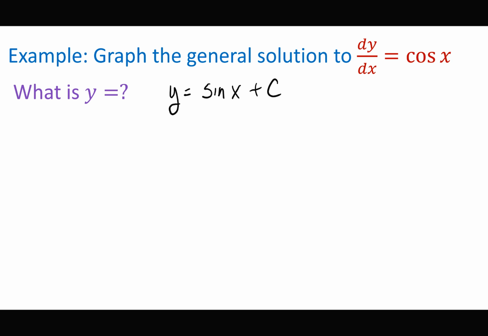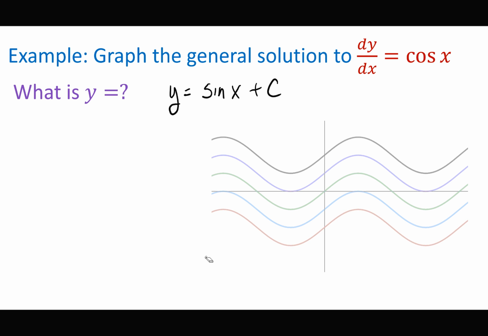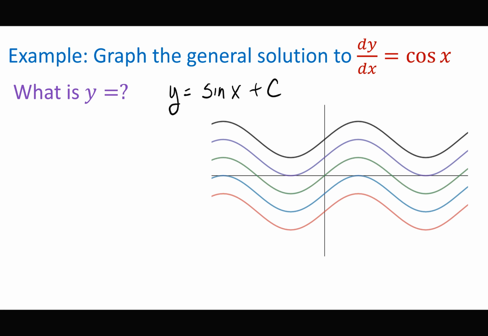Now that c just represents some constant. So c could be negative 5, it could be 100. So c can change. The sine of x is not going to change. So if I were to graph just the general solution y equals sine of x plus c, the only thing that's going to change is that shift that may be going on. So this green line here is y equals sine of x plus 0, because if I put in 0, sine of 0 is 0.